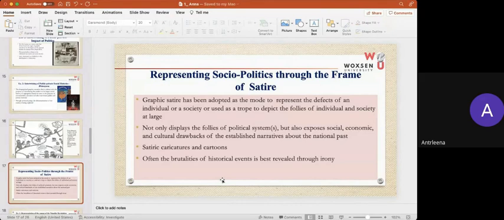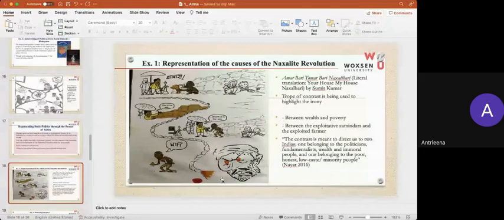So when you do it through satire, through an ironical laugh, through a sarcastic laugh, it often hits hard. It often hits hard on the audience and on the reader. So for example, I just want to show you one example from the Naxalite revolution.